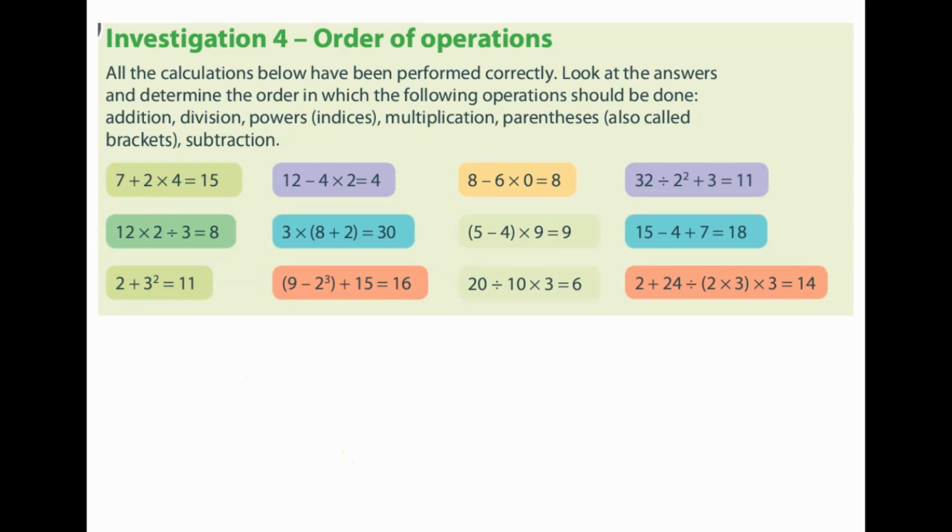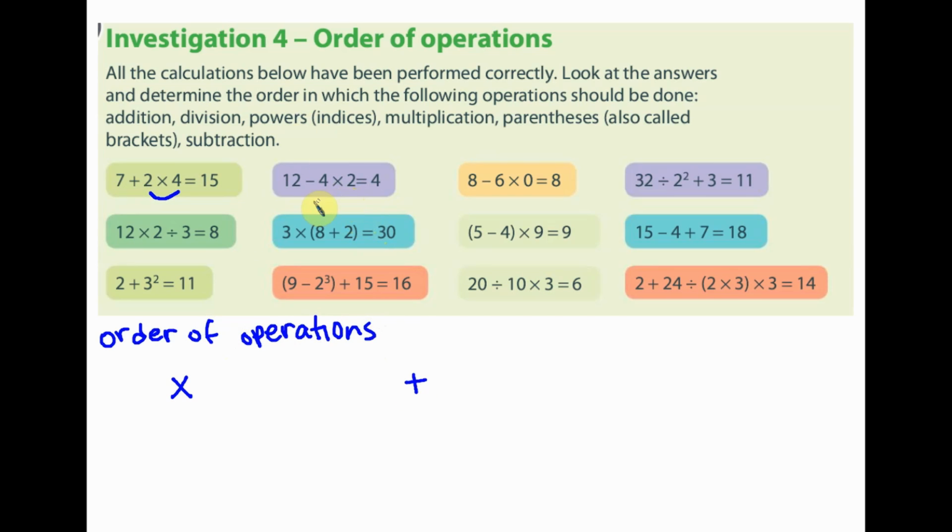The first problem, 7 plus 2 times 4 is equal to 15. If I did 7 plus 2 first, then I get 9. 9 times 4 is not 15. So it looks like I have to do multiplication first because 2 times 4 is 8, plus 7, I do get 15. So I know before addition I have to do multiplication first.